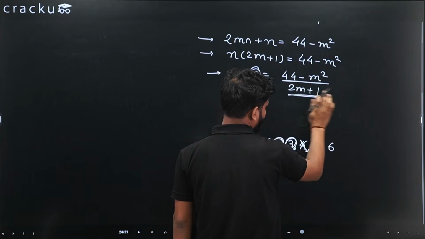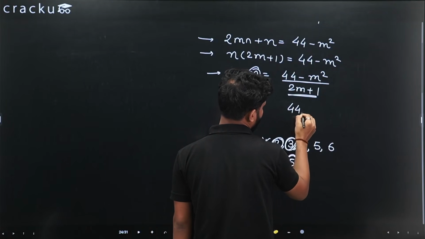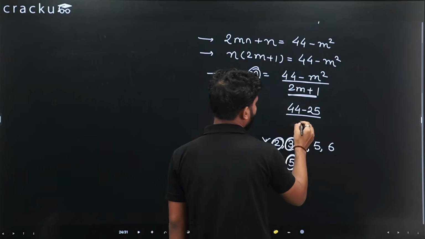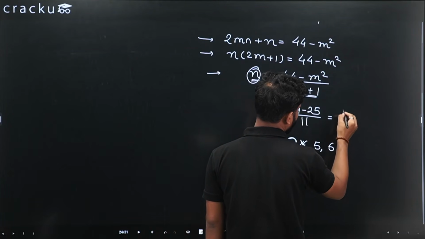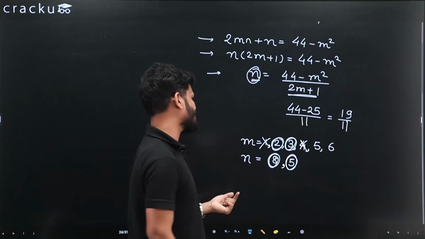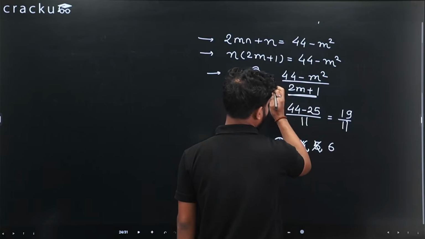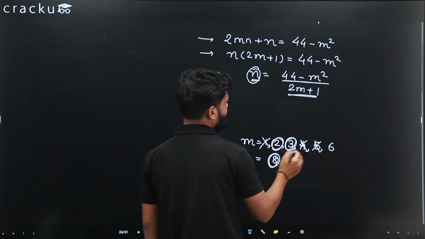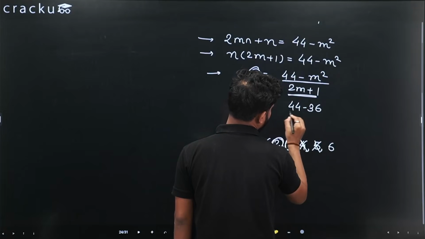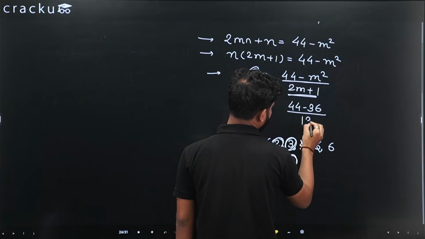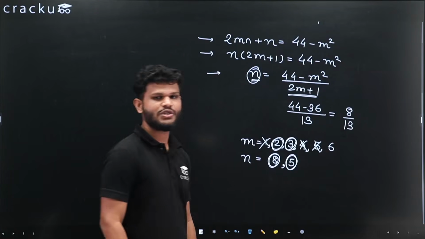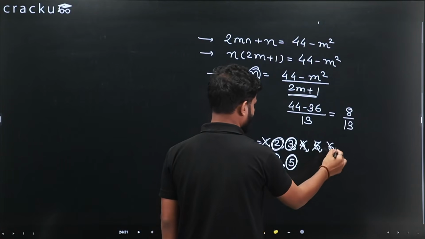Let us try for 5. So 44 minus 5 square, 44 minus 25, divided by 2 into 5, 10 plus 1, 11. This will be 19 by 11. Is 19 by 11 a positive integer? No. So this is not a correct value. Then what do we have? We have 6. 44 minus 36 divided by 6 into 2, 12 plus 1, 13. This will be 8 by 13. Is 8 by 13 a positive integer? No. So this is also not a correct value.